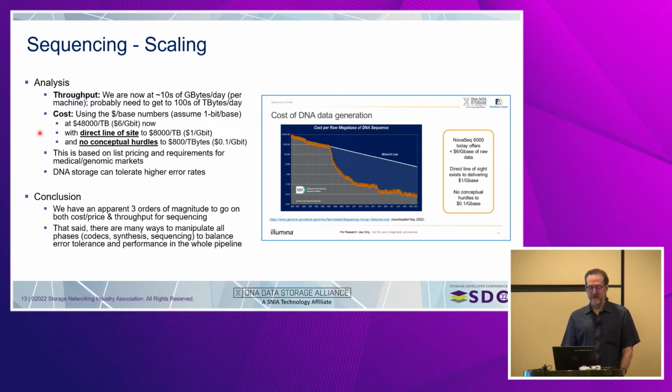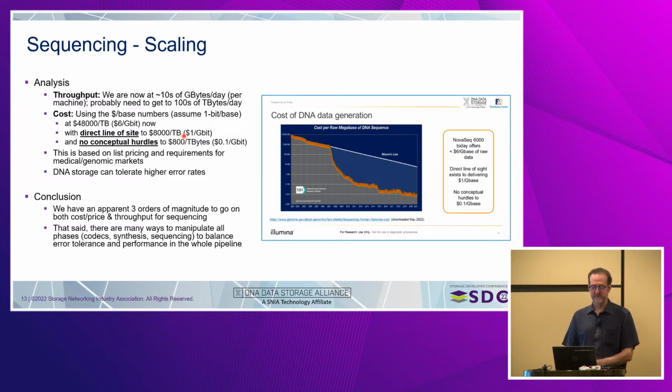But we see a direct line of sight to getting to 8,000 if we get to $1 per base or $1 per gigabit, and no conceptual hurdles to $800 per terabyte. And these prices are still kind of oriented around the markets that they serve, which is medical and scientific. So cost and price are flexible, as we know. So as DNA data storage evolves, not only will the technology evolve, but the pricing models and things around it will evolve.